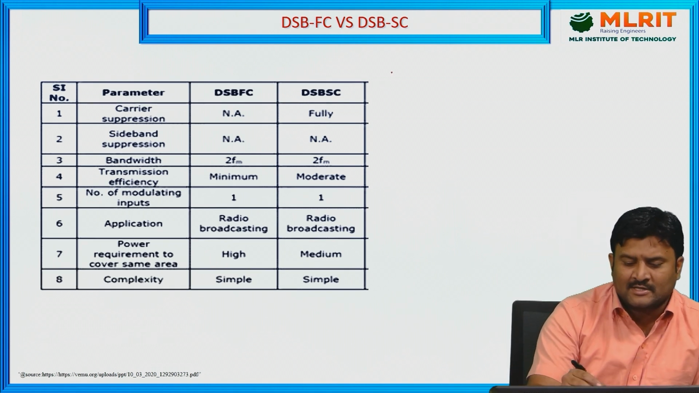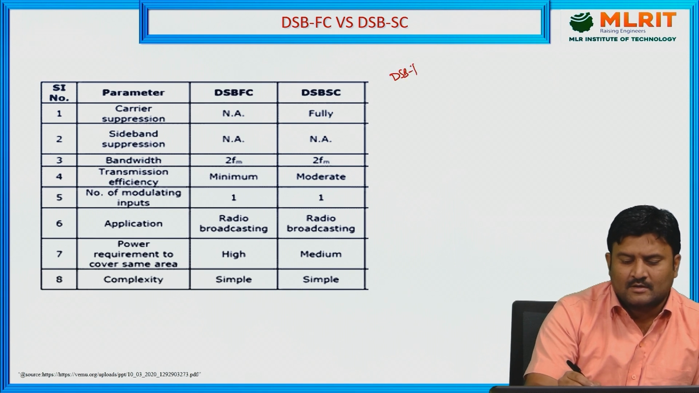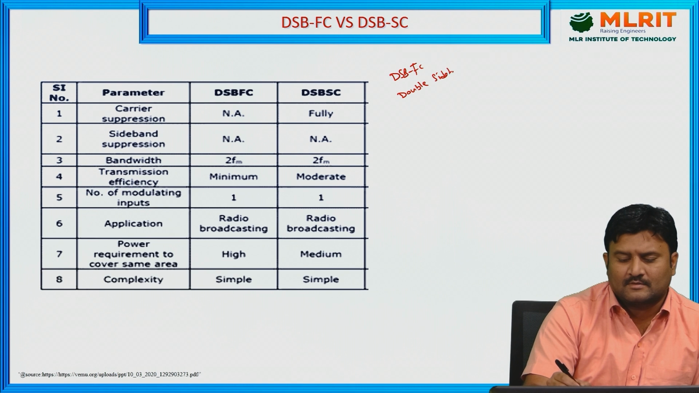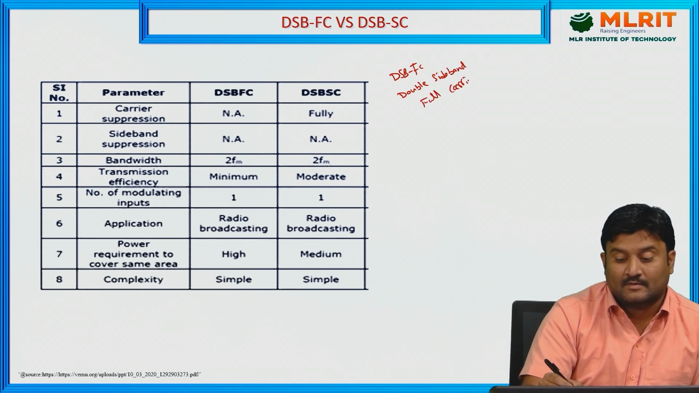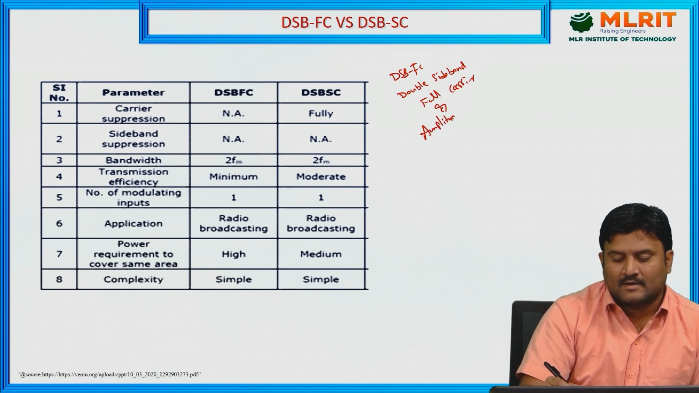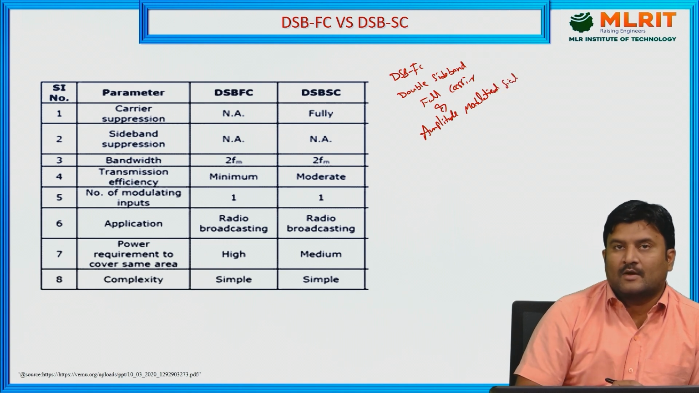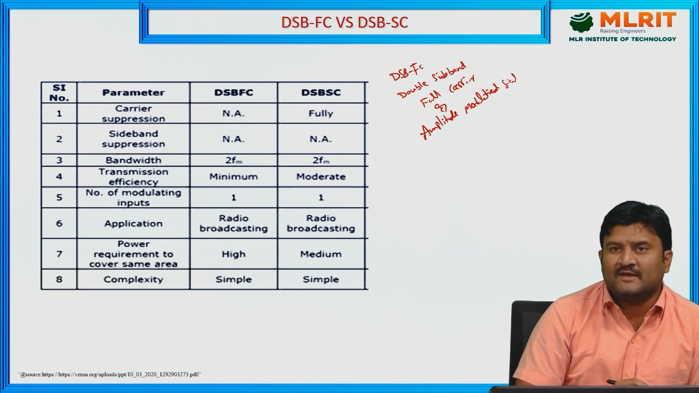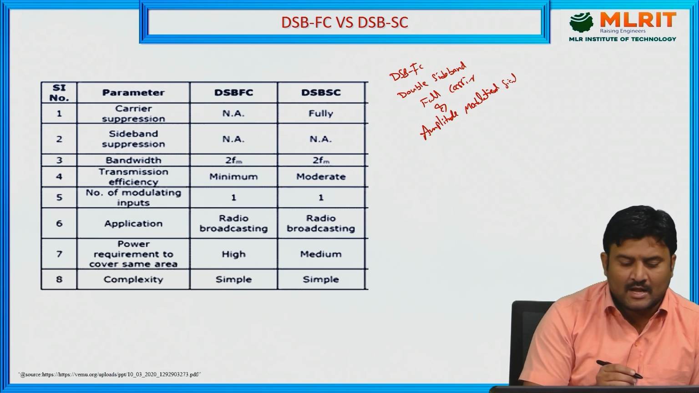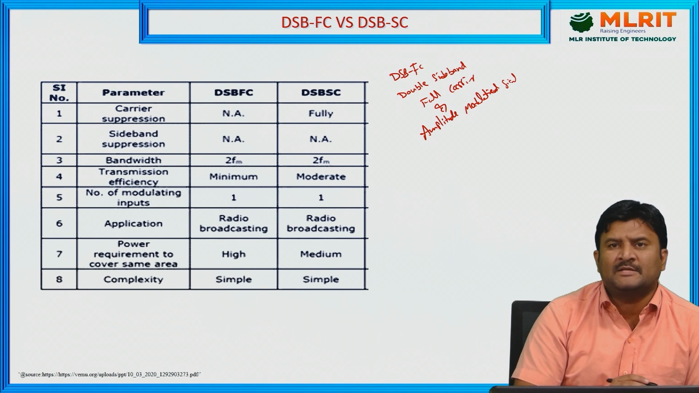AM is also known as double sideband full carrier, the amplitude modulating signal. In AM the carrier is present. That's why DSB-SC is called suppressed carrier. We go for the next one, DSB-SC, double sideband suppressed carrier.